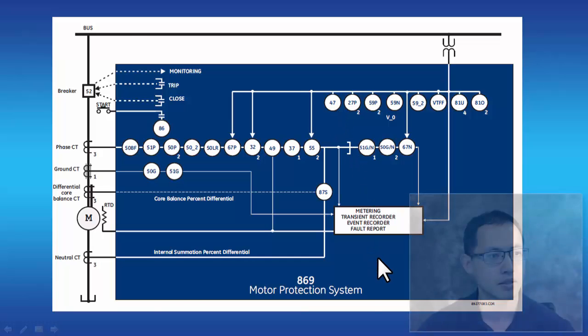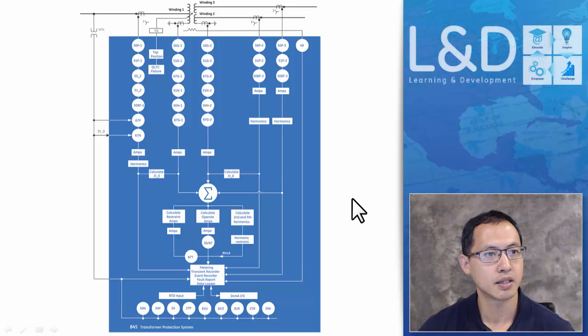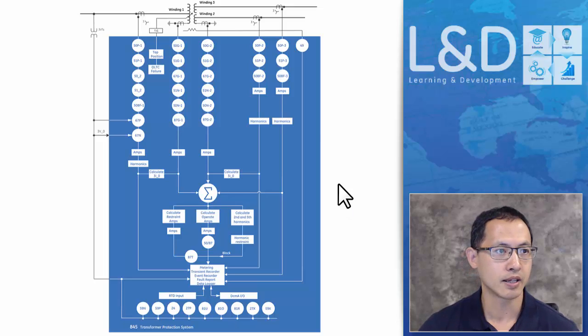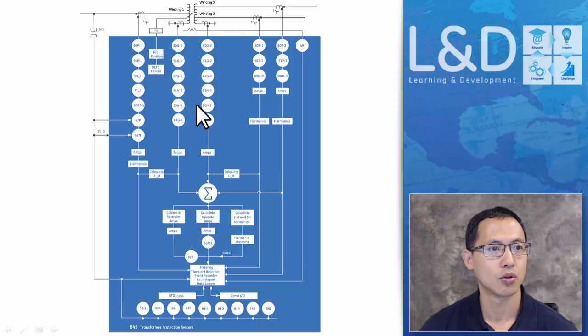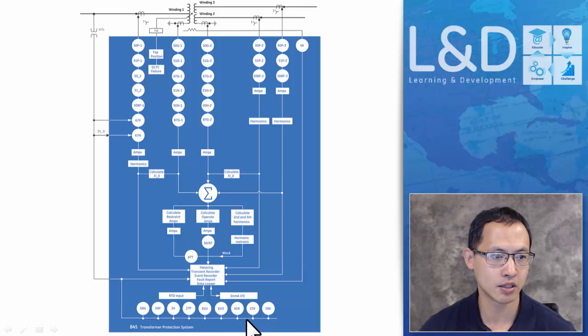Okay, so let's take a look at the 845 transformer. It again has all the protection of the 850 platform for current and voltage protection, and depends on the order code. If it has a voltage element ordered, it may have some voltage elements like 27.